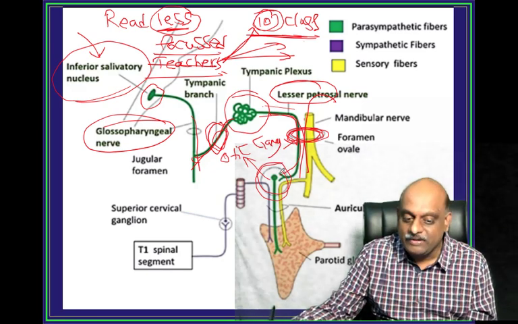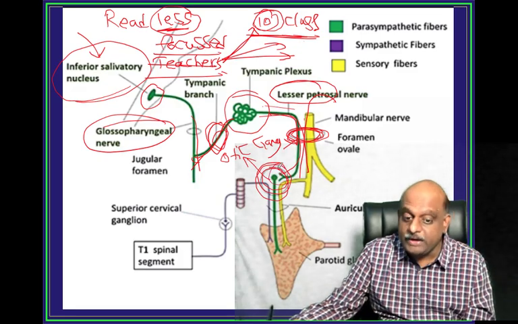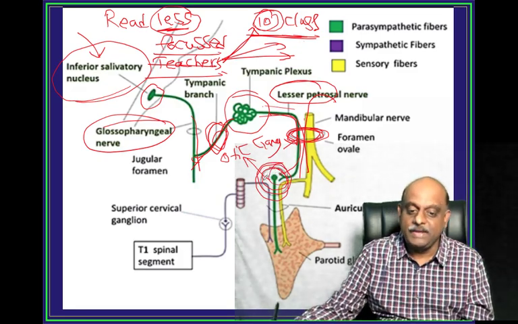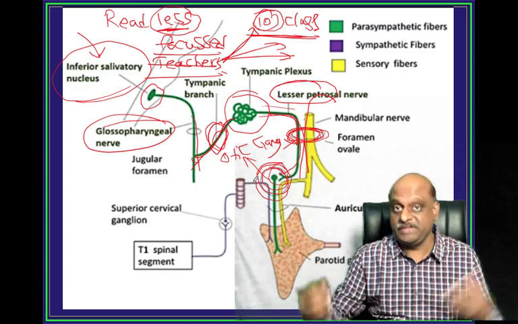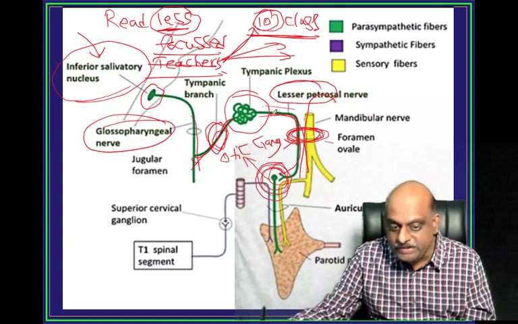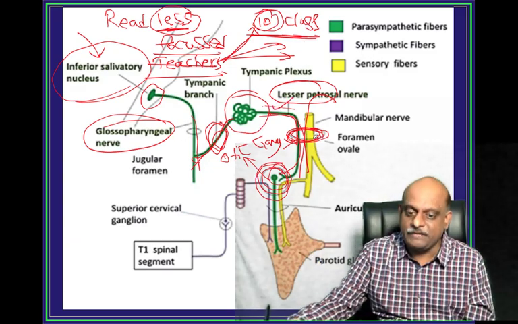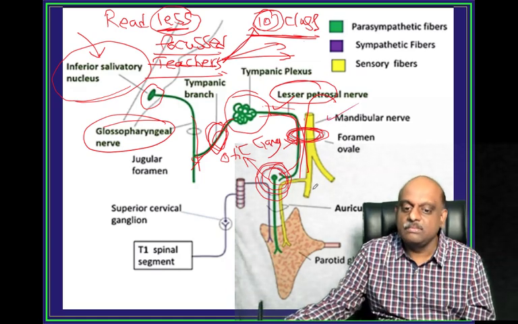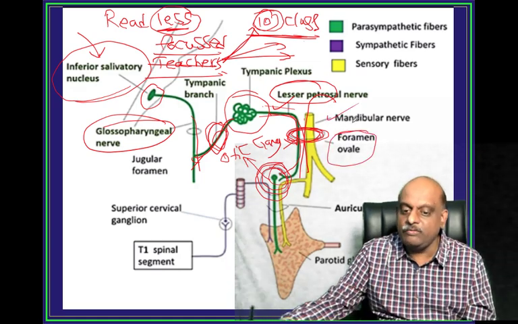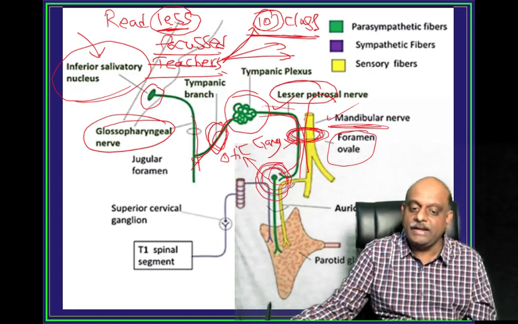And the otic ganglion also receives something else. It is a ganglion, so it should receive a lot of things. One thing it receives is the lesser petrosal nerve from the glossopharyngeal, and the mandibular nerve through the foramen ovale, the mandibular division of the fifth cranial nerve.